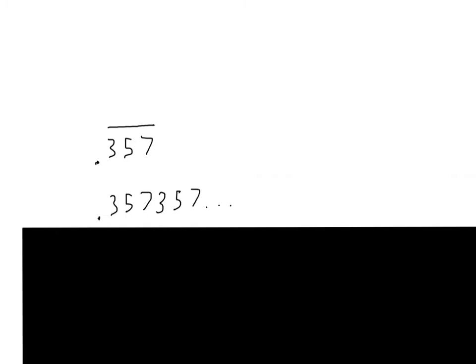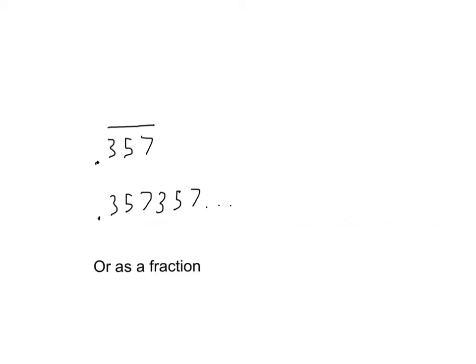You can also see it like this, 0.357, 357, and so on. That's not my favorite way, but you will see it in the book a few times and in different places, so it's important that you know what that means. The way you might see it is as a fraction, and that's what I'm going to spend a little time today breaking down.